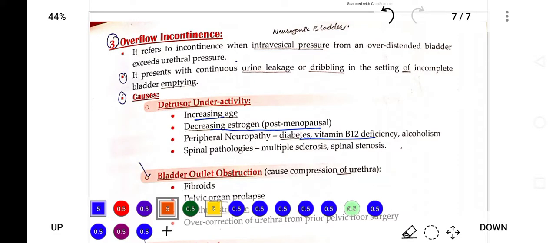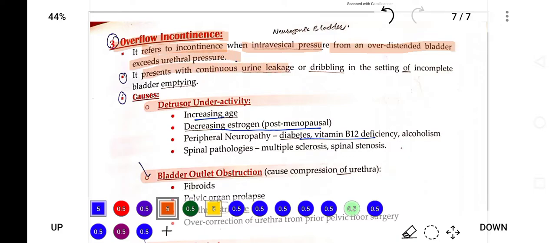Another disease of abnormal leakage of urine is overflow incontinence. As the word indicates, overflow means the urinary bladder becomes distended or filled with urine, and incontinence, abnormal loss of urine, occurs. That is overflow incontinence. It refers to incontinence when intravesicular pressure from an over distended bladder exceeds urethral pressure. That is known as overflow incontinence.